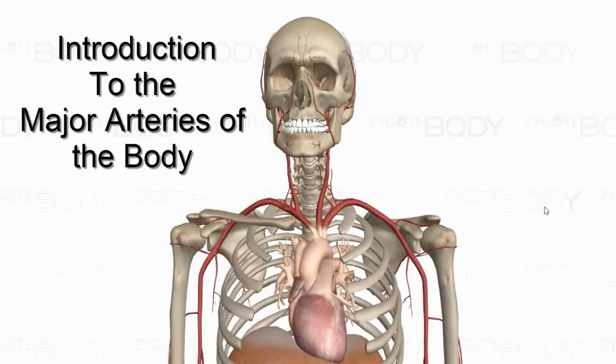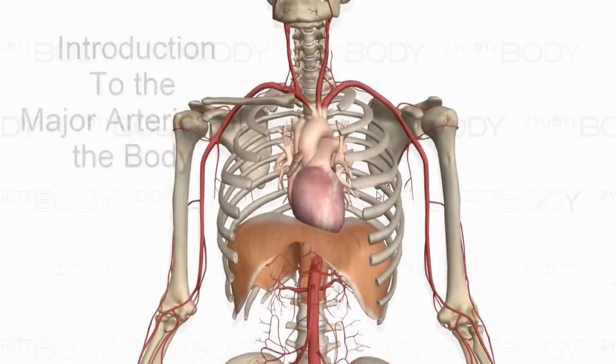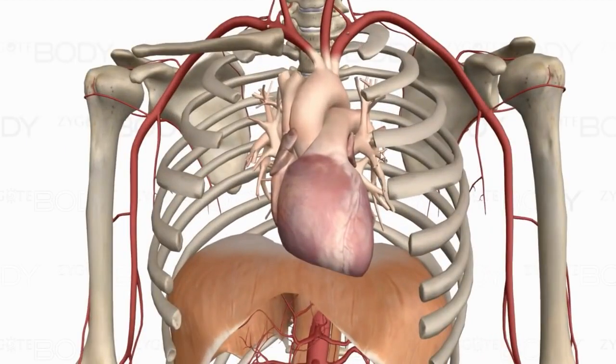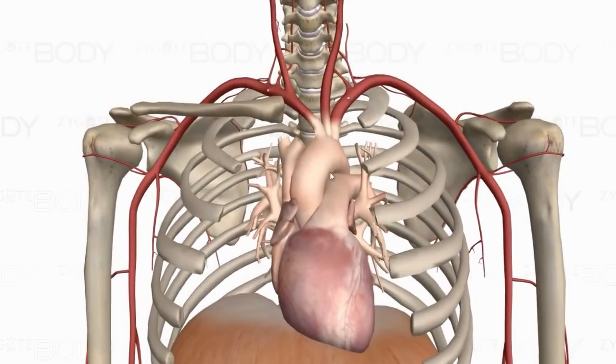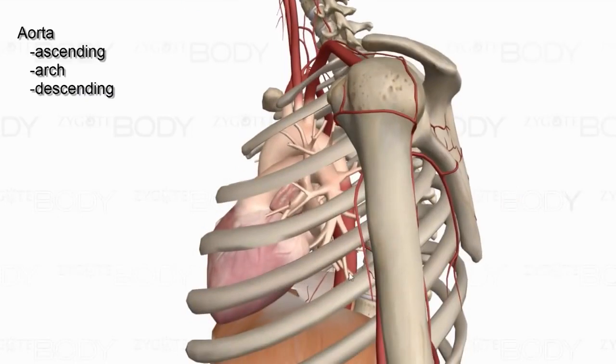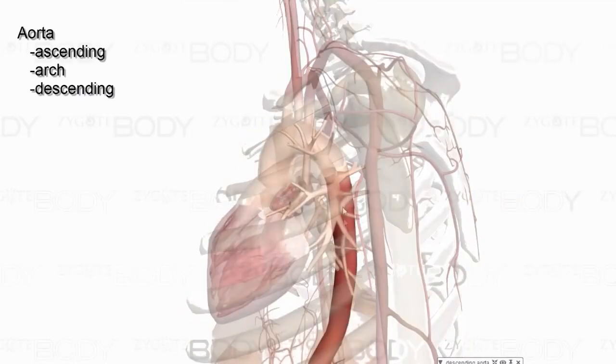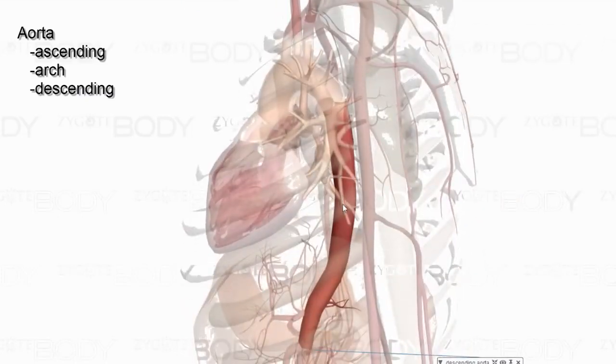In this video, we're going to look at the major arteries of the body. So let's start off with the heart. With the heart, the major vessel going out to the whole body is going to be the aorta. The aorta consists of the ascending aorta, the aortic arch, and if we turn it around here and peek through the ribs, we see the descending aorta, also called the thoracic aorta.